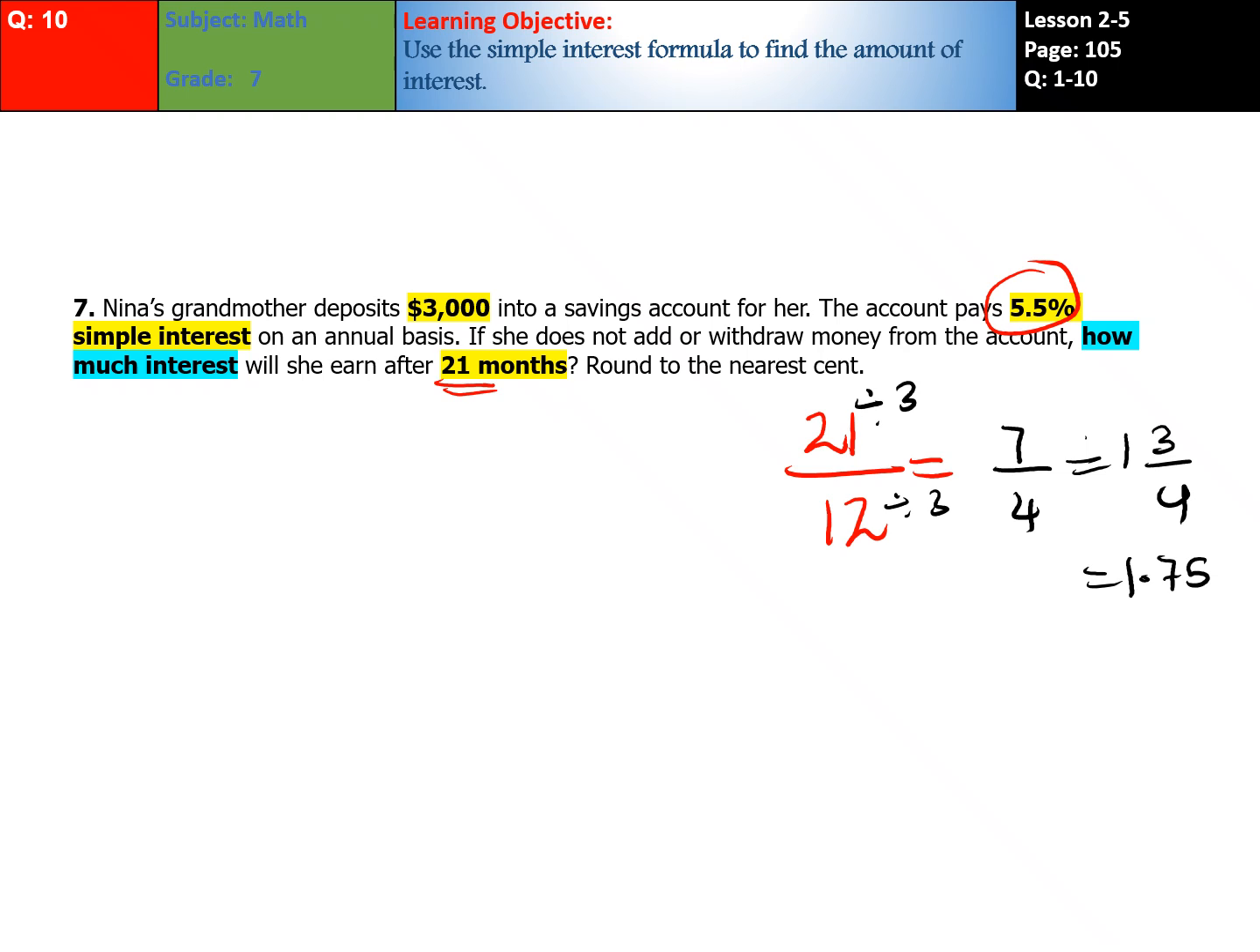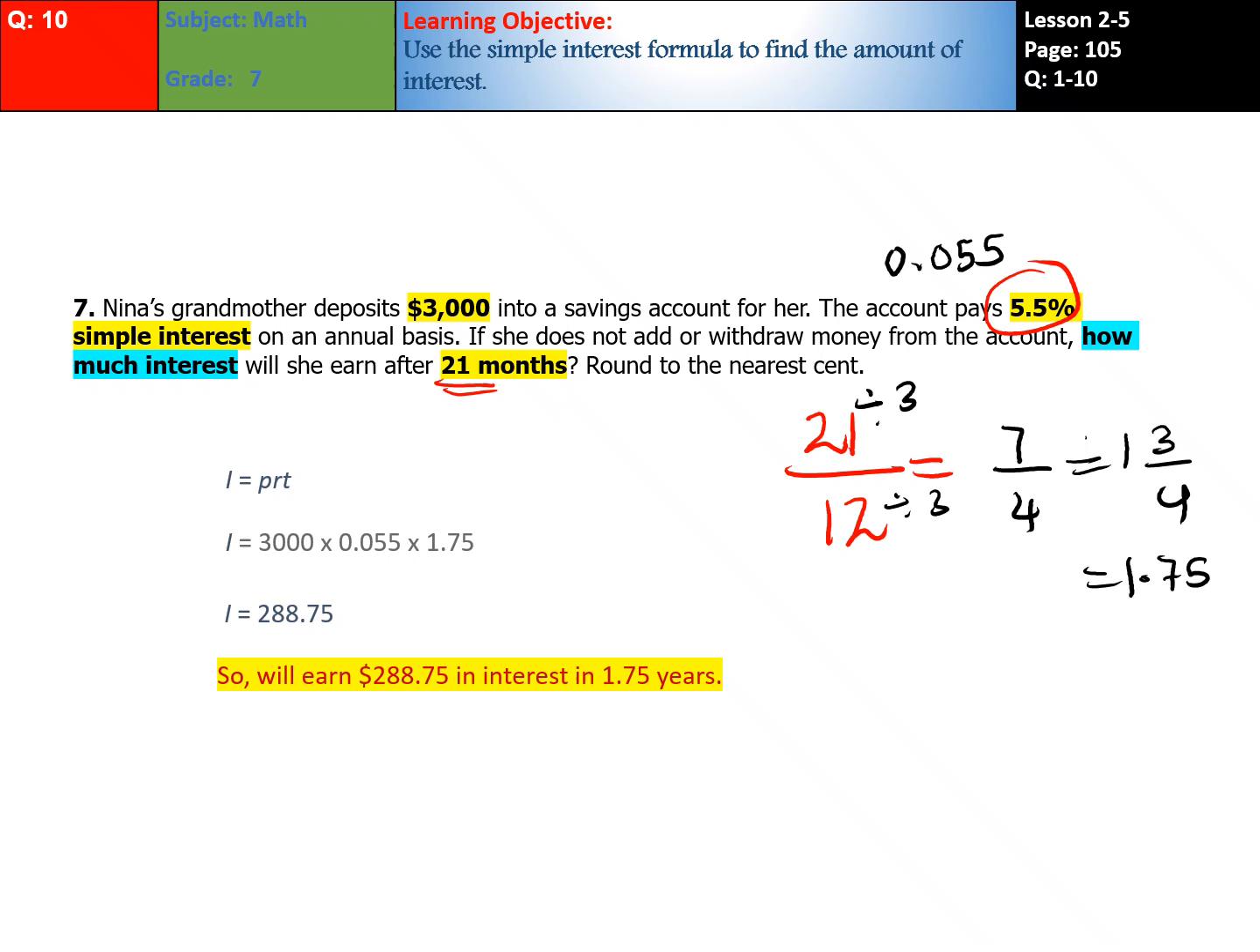So replace these values. This will become 0.055. In the formula, put the values and then multiply them, simplify them. It is $288.75. So the interest is $288.75 for 21 months or 1.75 years.